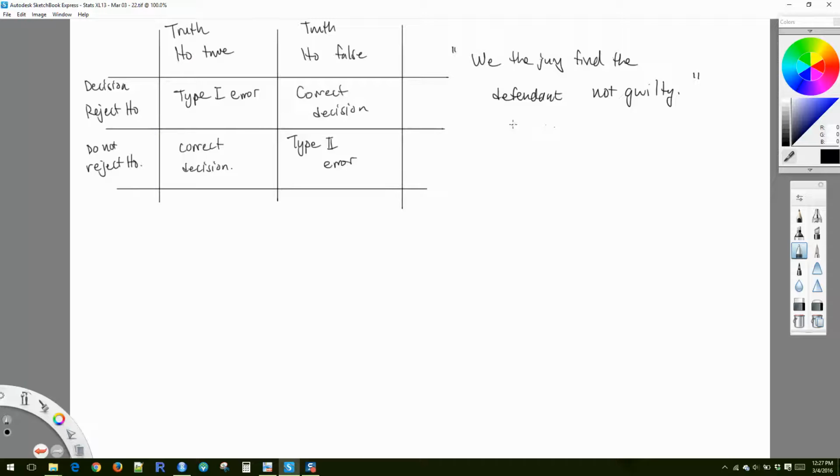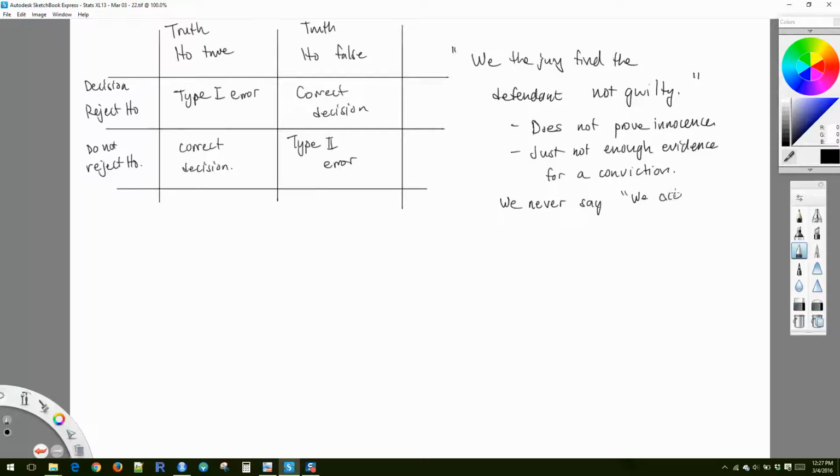Does this prove that the defendant is innocent? No. Okay. It does not prove innocence. It just says there's not enough evidence for a conviction. And in the same vein, we never say we accept the null hypothesis.